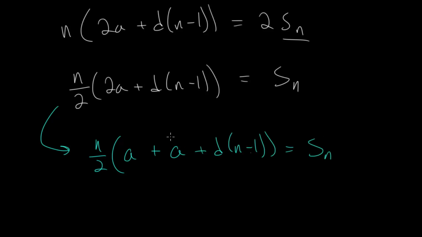And the reason we want to pull one of those a's out is that now we can group the terms differently. Since this right here, a, is our first term, and then this expression here, a plus d times n minus 1, that's the last term. So, like I said, this one right here is our first term, and this one right here is our last term.